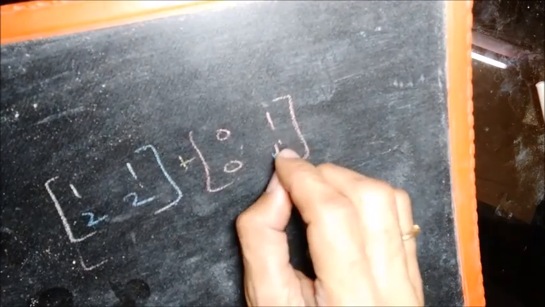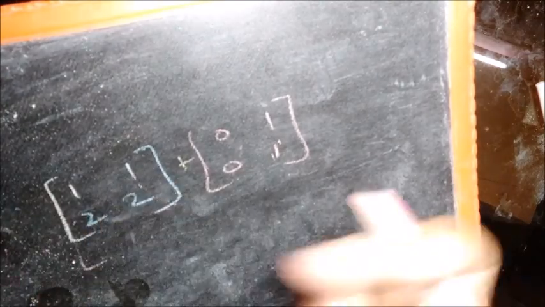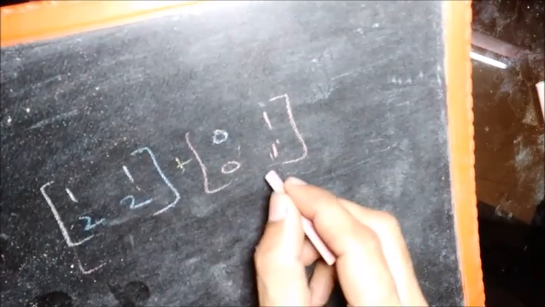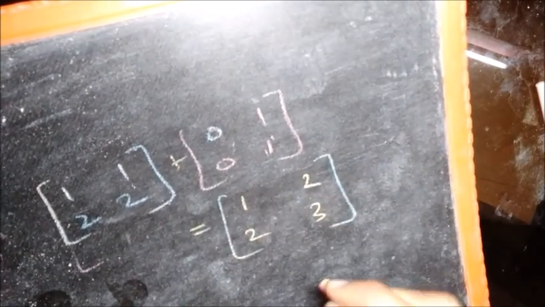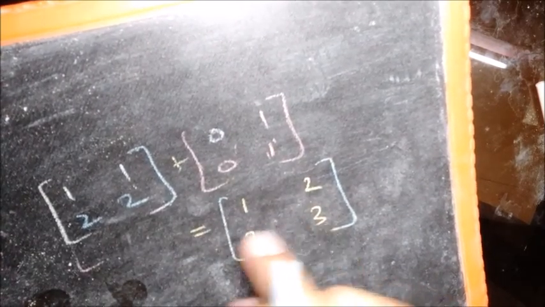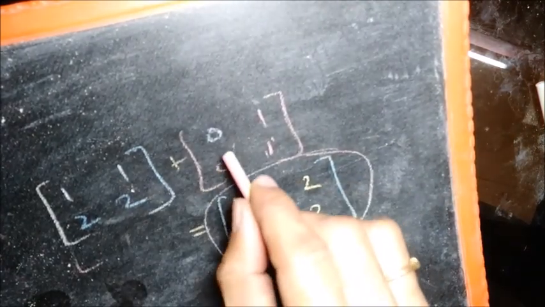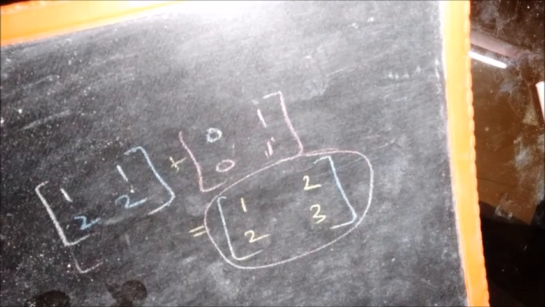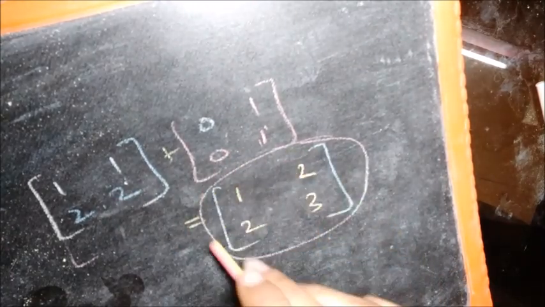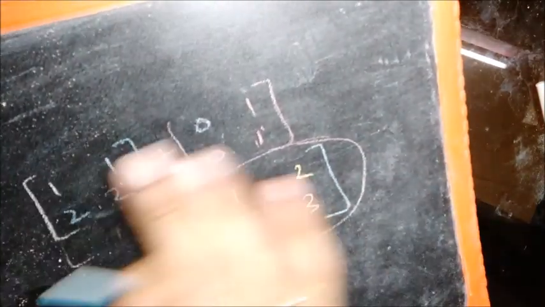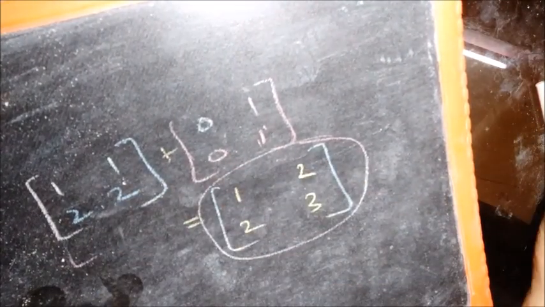This is a singular matrix. Determinant is 0. 2 minus 2 is 0. So these are singular matrices. But if I add, the result is 1, 2, 2, 3. Now the determinant of this matrix is not 0. So 3 minus 4 is minus 1. So this is a non-singular matrix. These are singular matrices. So the set of all singular 2 by 2 matrices is not a vector space because if we add any two from them, we end up getting a matrix which is not from that set. So it is not a vector space. It cannot qualify as a vector space unless you define the addition in some other way.